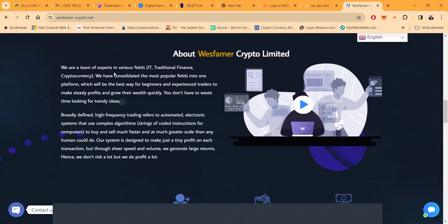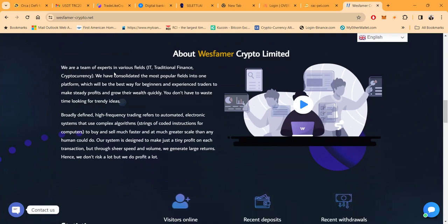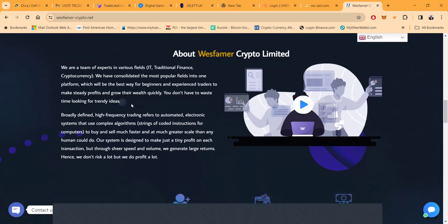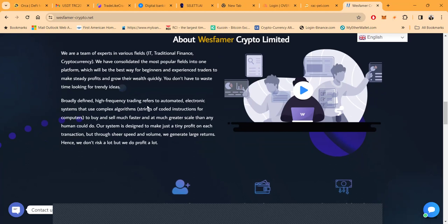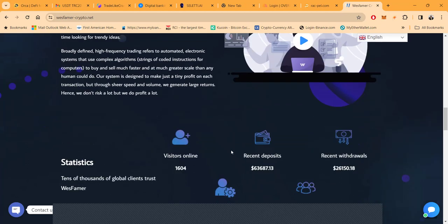Now, here's a little bit about them. They're a team of experts in various fields of IT, traditional finance, and cryptocurrency, and they consolidated the most popular fields into one platform, which will be the best way for beginners and experienced traders to make steady profits and grow their wealth quickly. You don't have to waste time looking for trendy ideas. Broadly defined, high-frequency traders, right?